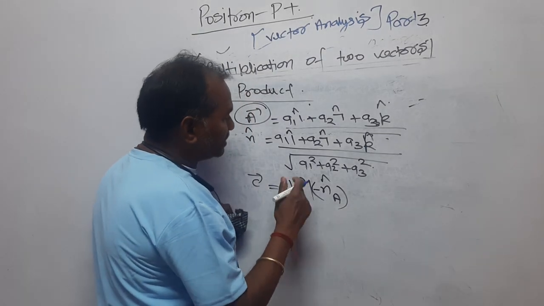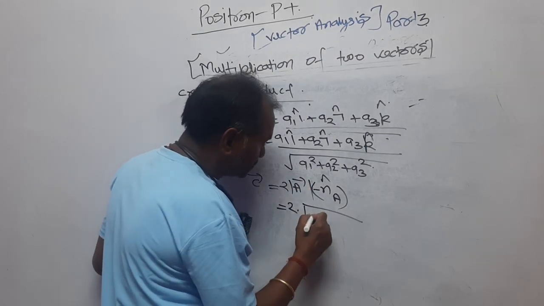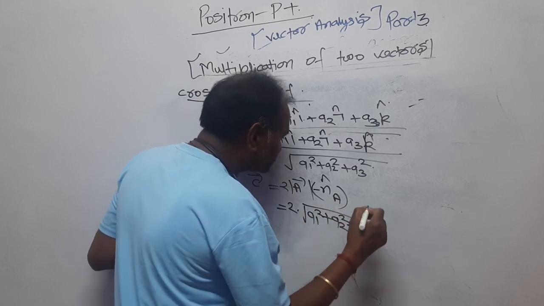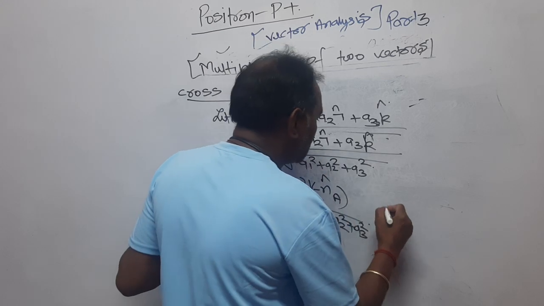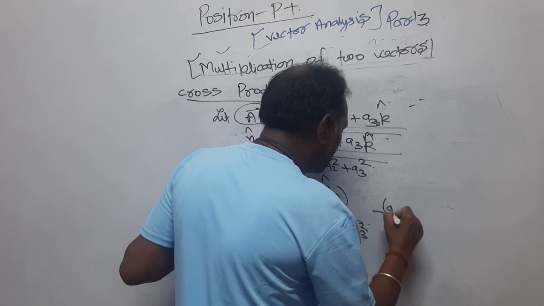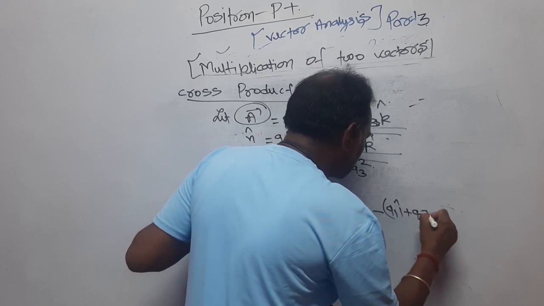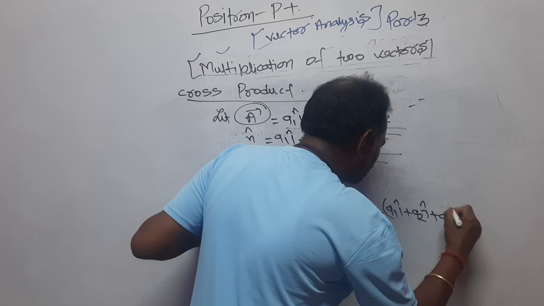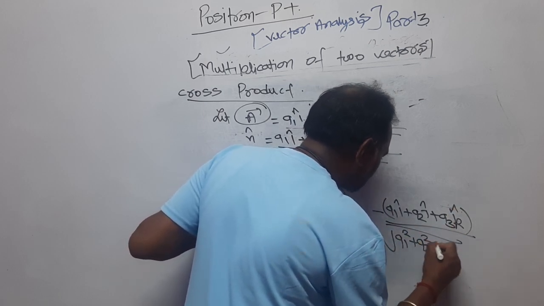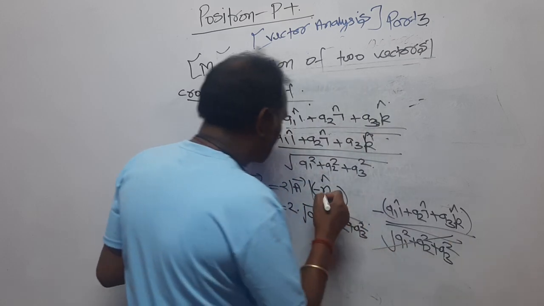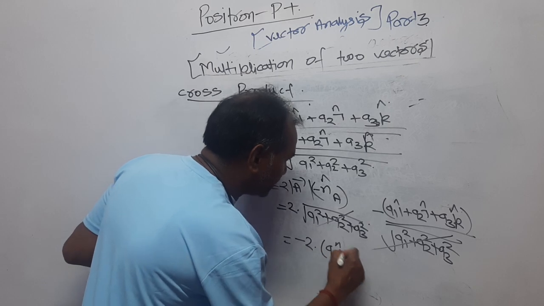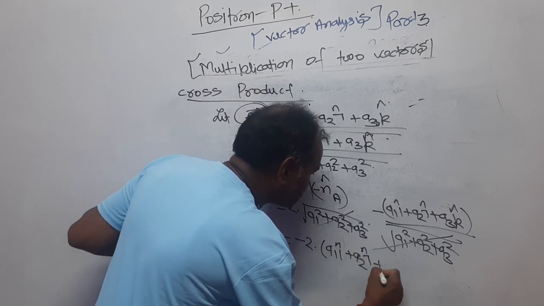So you just keep going. Mod of vector A is this, under root a1 square plus a2 square plus a3 square, and minus n cap is this much, that is a1 i cap plus a2 j cap plus a3 k cap divided by under root a1 square plus a2 square plus a3 square. Now if you solve, that is minus 2 into a1 i cap plus a2 j cap plus a3 k cap.